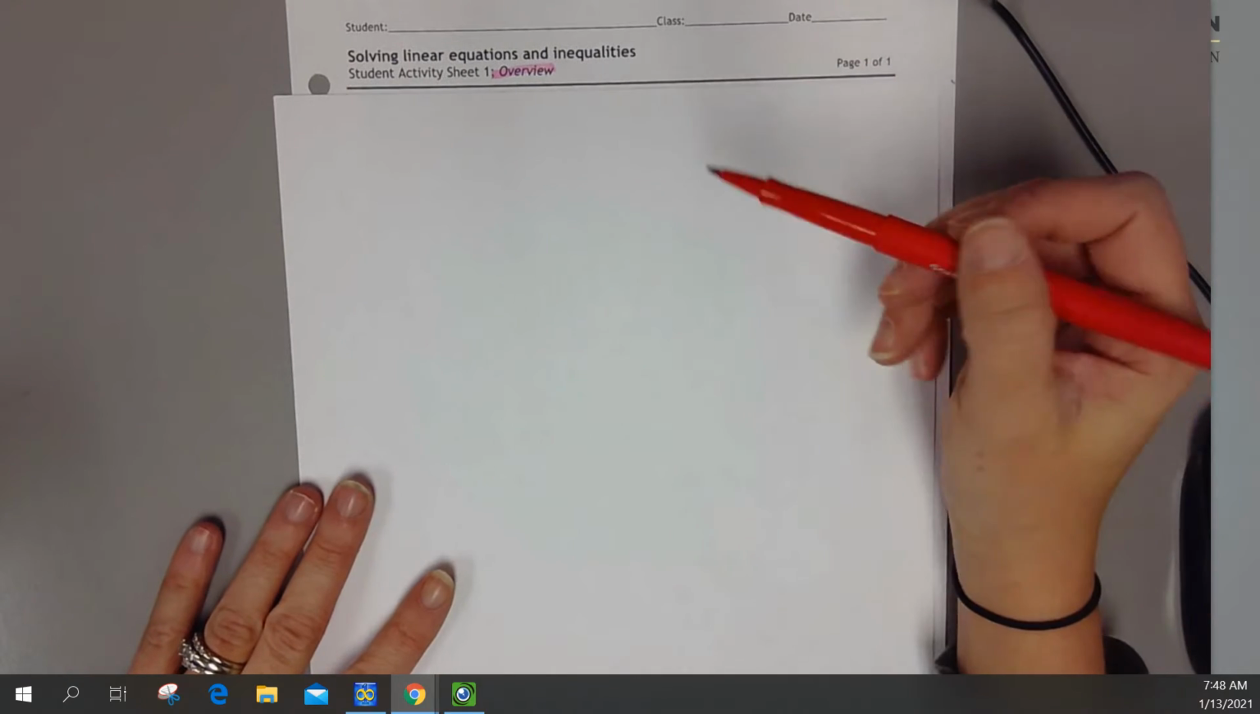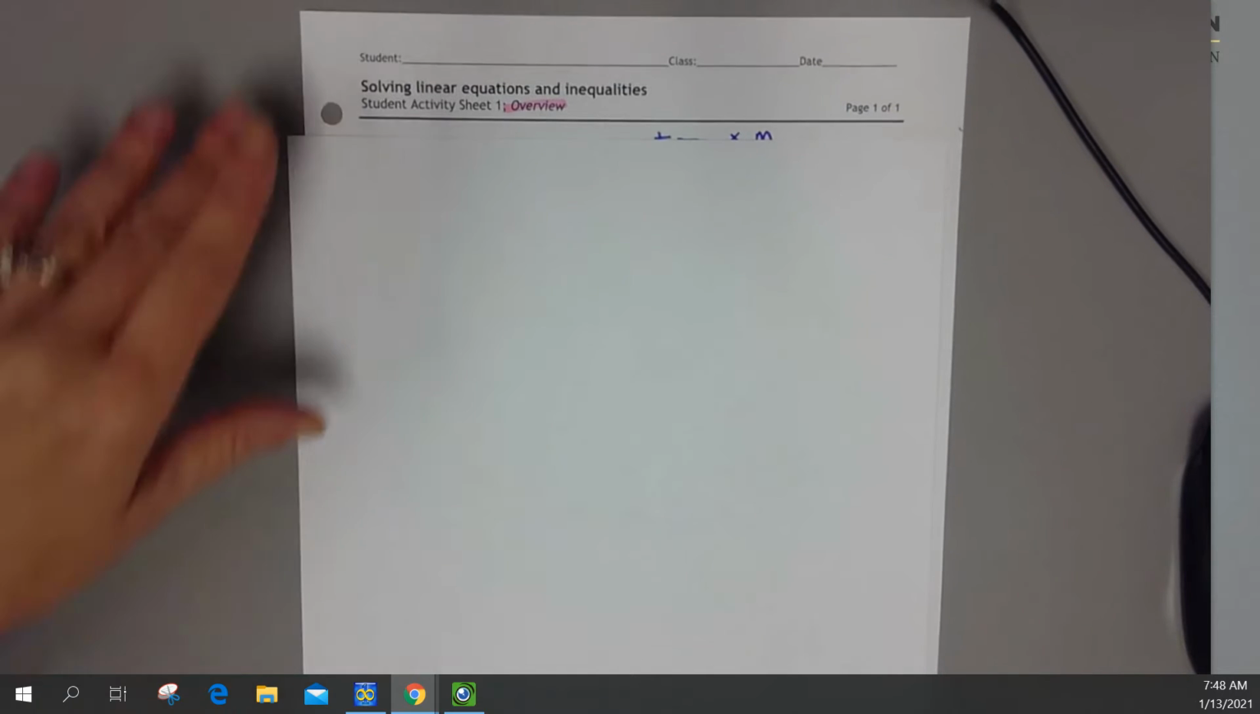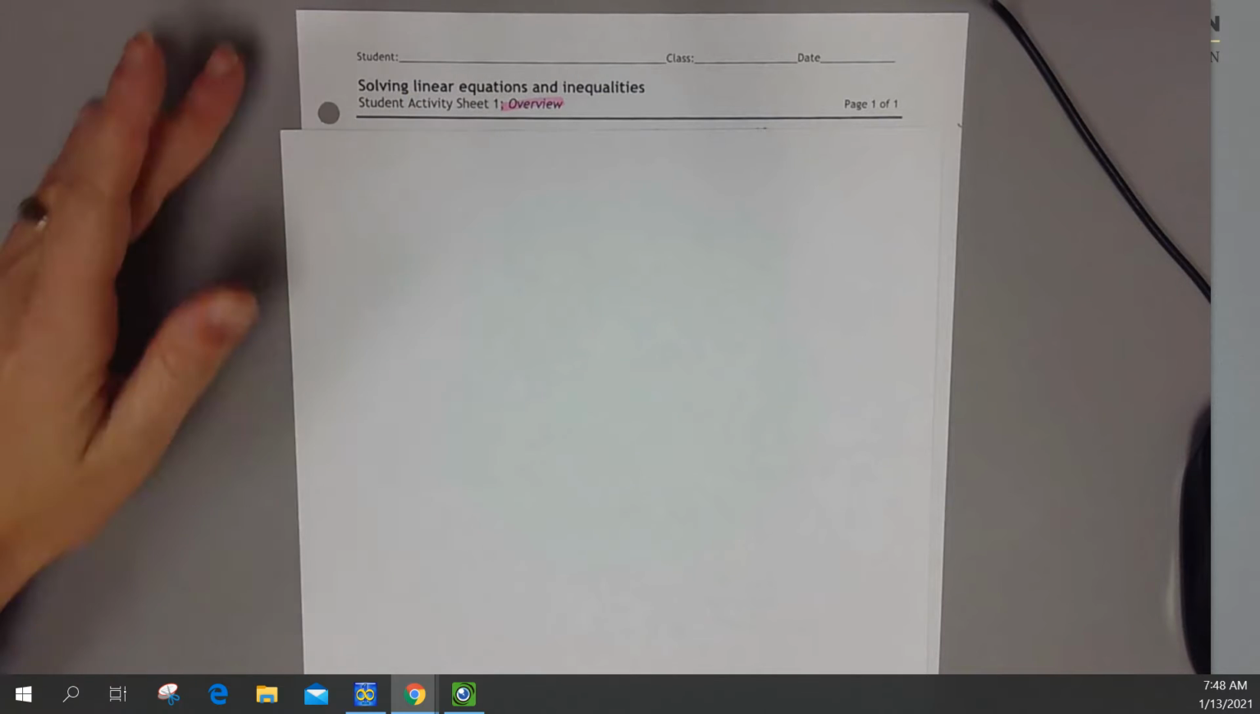Welcome, guys. We are on topic 8, student activity sheet 1 overview. Okay, we're going to do things a little bit different this time. I'm not going to have the Agile Minds open. We're just going to kind of go through the sheet here.